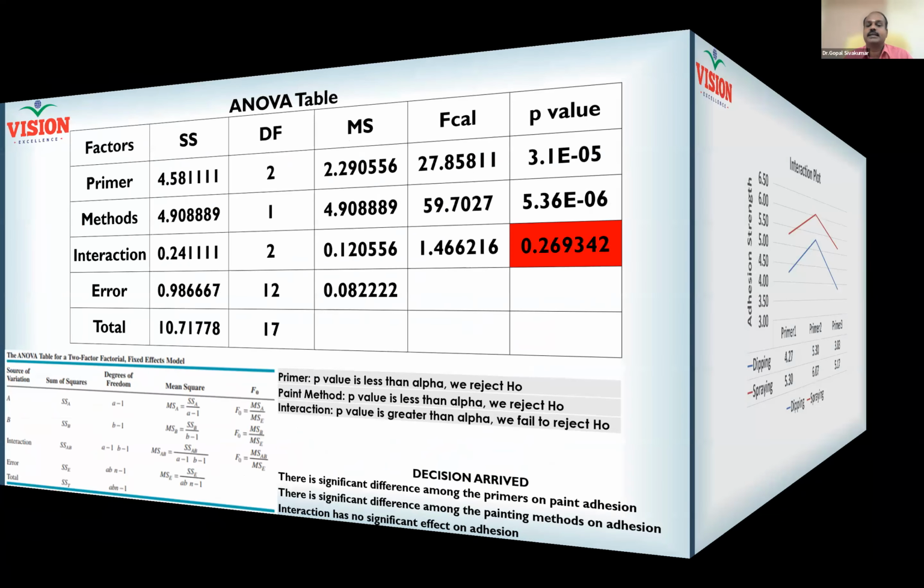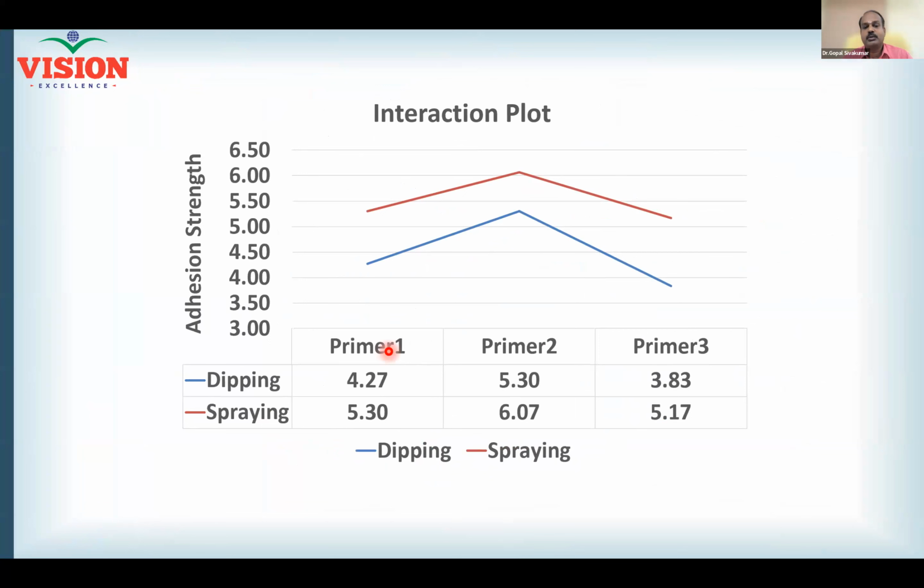So you are visualizing the scenario. The blue line represents dipping. With primer 1 and dipping, on an average, the adhesion force is 4.25. Primer 2 dipping, on an average, the adhesion force is 5.25. Primer 3, the average adhesion force is 3.75. And for spraying, the average adhesion force is 5.25, 6, and 5.25. Where is my adhesion force maximized?